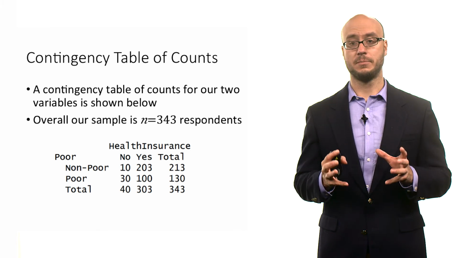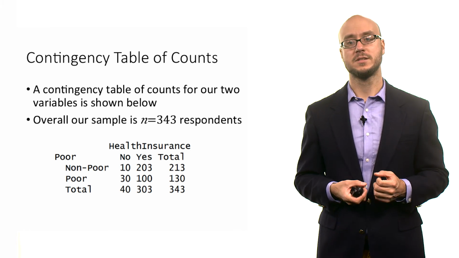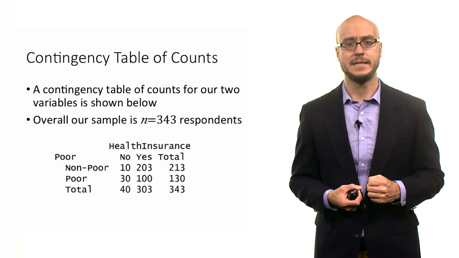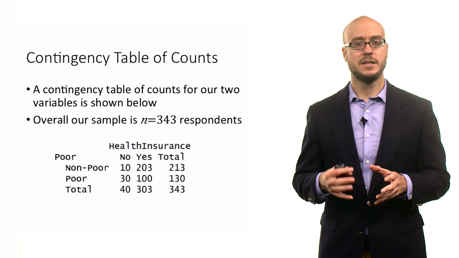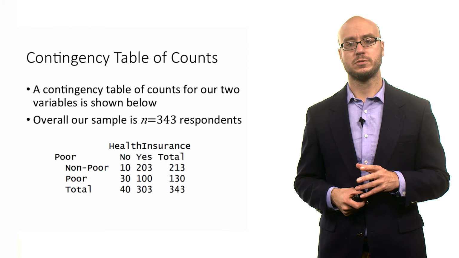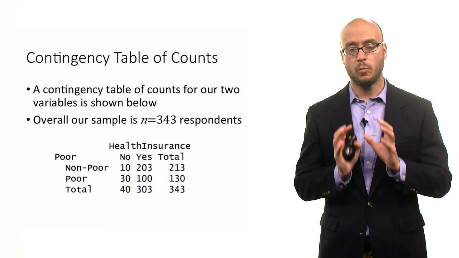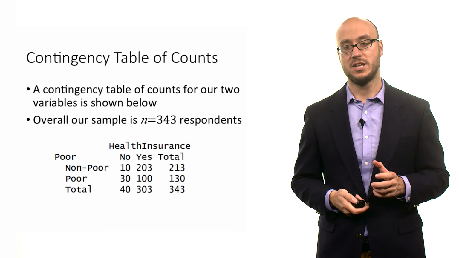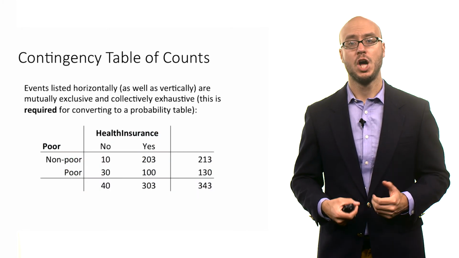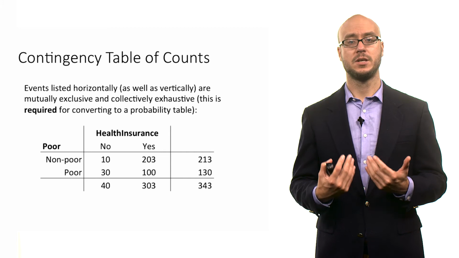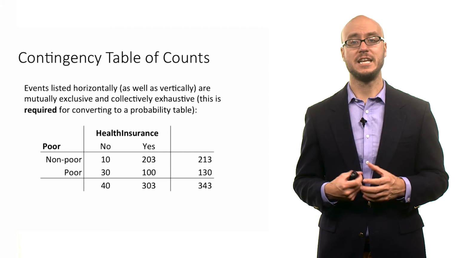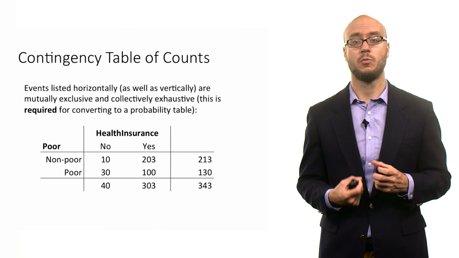So the total sample is 343 respondents. So we have 343 people in our data set. And you can see that we have marginal totals and we have cell totals. What we want to do is convert this contingency table into a probability table. So all we do is make sure we divide each cell by 343.